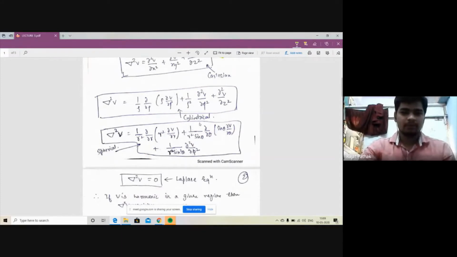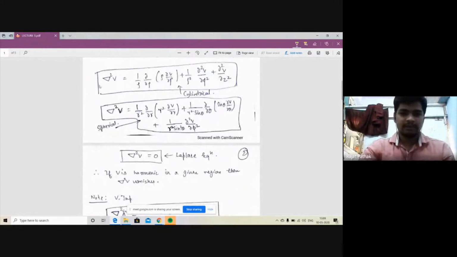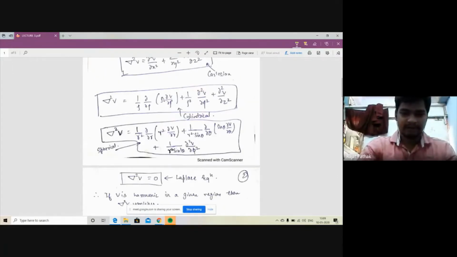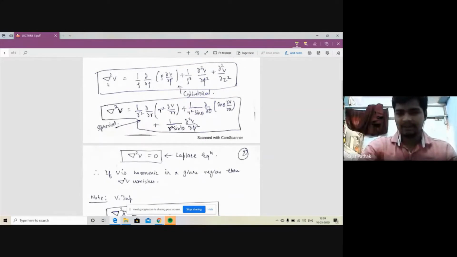If the given quantity is in the cylindrical coordinate system and you want to evaluate its Laplacian, then you can use this formula. Del square V is equal to 1 by rho dou by dou rho of rho dou V by dou rho, plus 1 by rho square dou 2 V by dou phi square, plus dou 2 V by dou z square. This is in the cylindrical coordinate system.